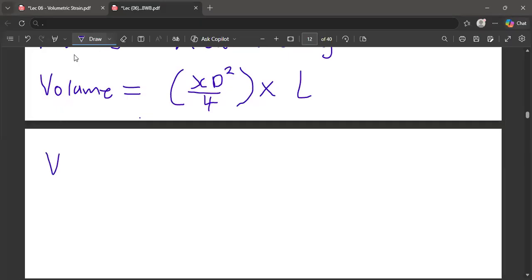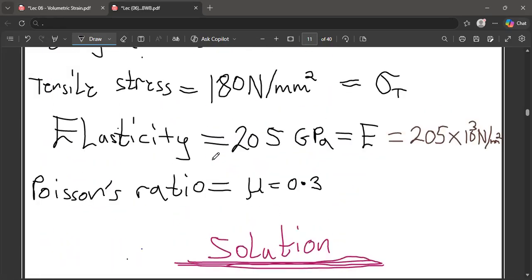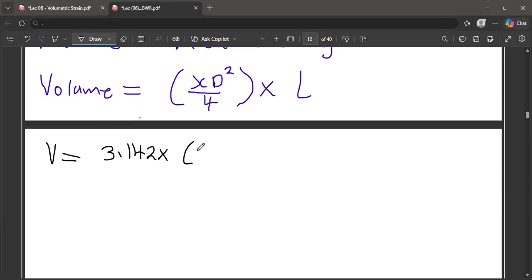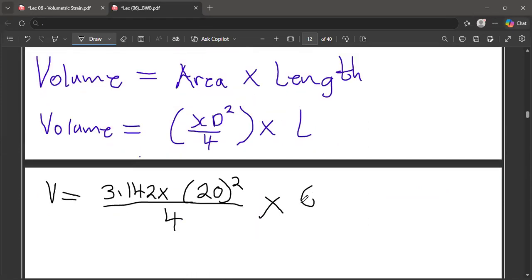So from here we can say that our V is equal to 3.142 times the D that was given to us, and the diameter was, what was the value of the diameter? 20. So times 20 all squared over 4, times the length. The length in this case is 600 millimeters. This guy is also in millimeters, so don't get confused.